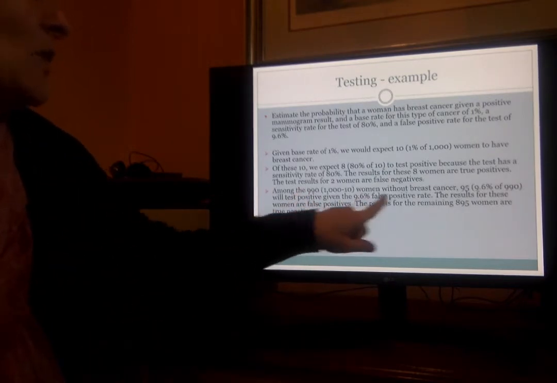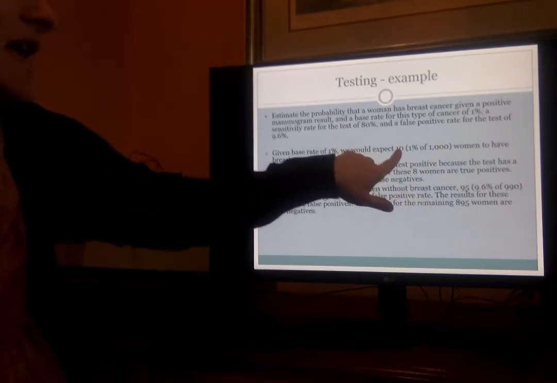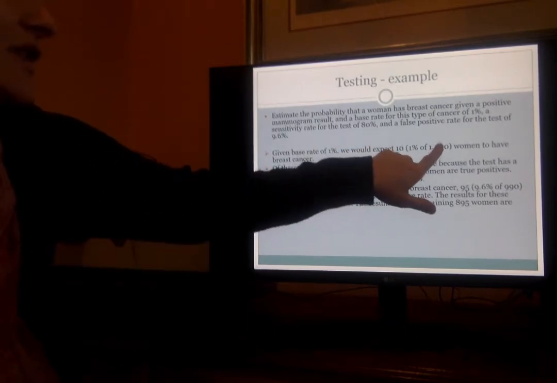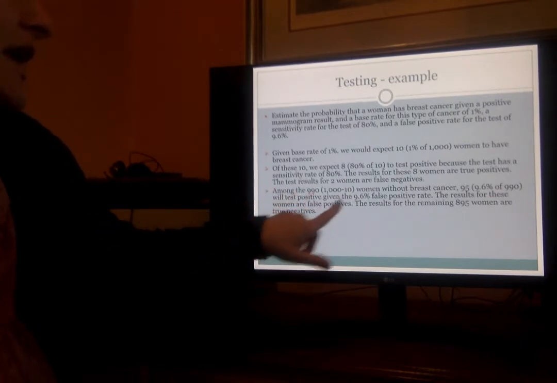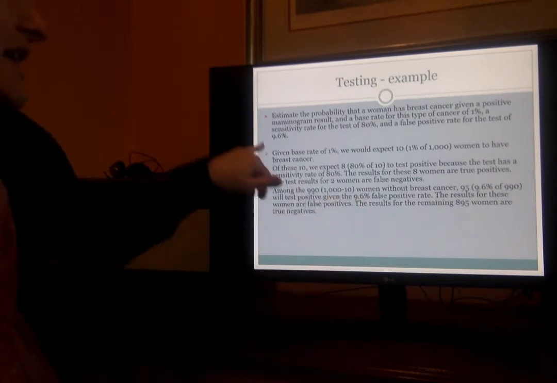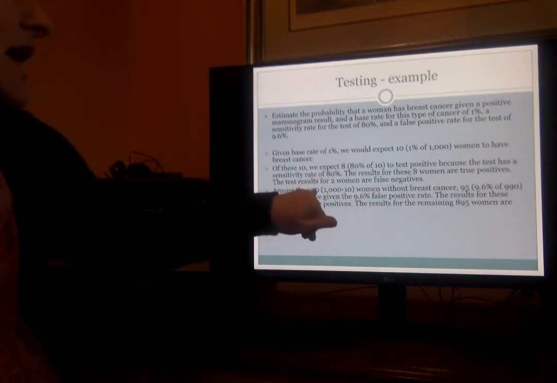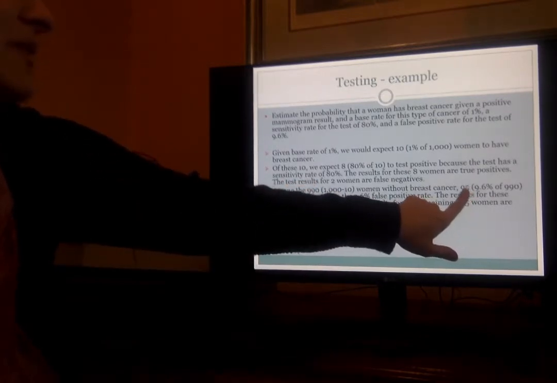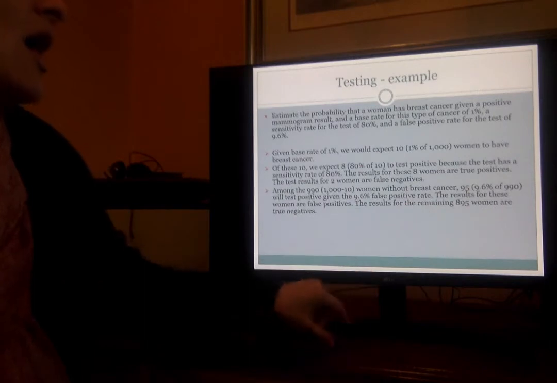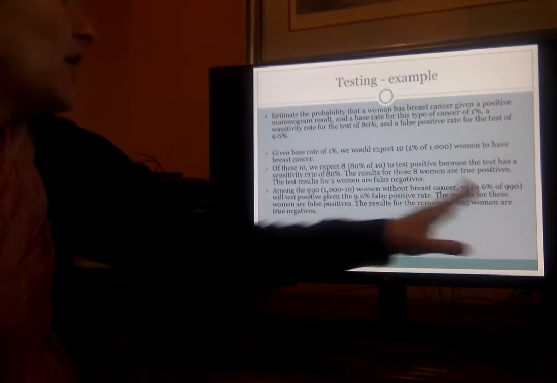Among the 990 women without breast cancer, because remember the base rate's 1%, 1% of 1,000 is 10, so we expect 10 out of 1,000 to have it, so there are 990 other women left that don't have it. Among those 990 women without breast cancer, 95 will test positive, given the 9.6% false positive rate. So 9.6% of 990 is 95. That's how many people will get a false positive, meaning they will be told they have it and they do not. The results for these women are false positives. The results for the remaining 895 women are true negatives.